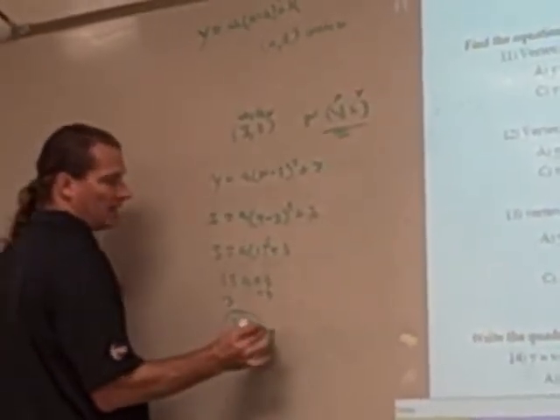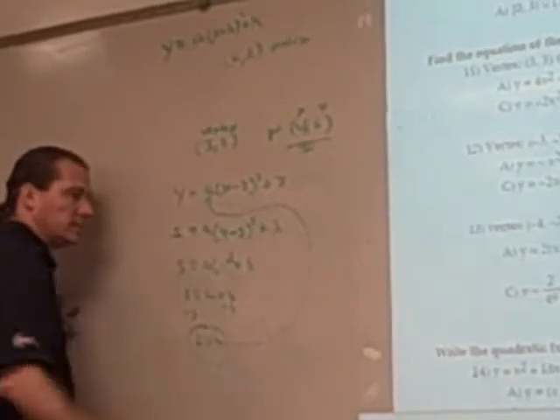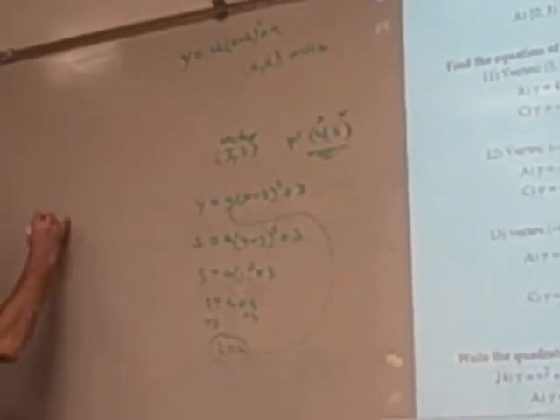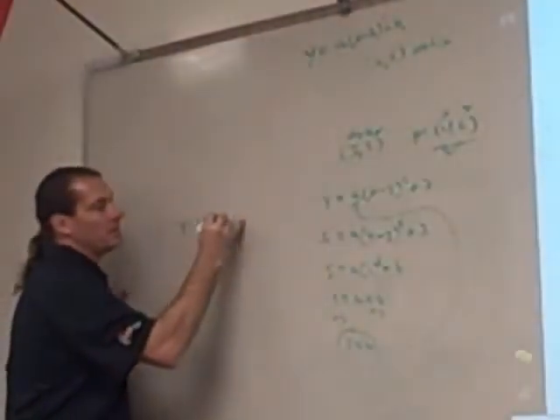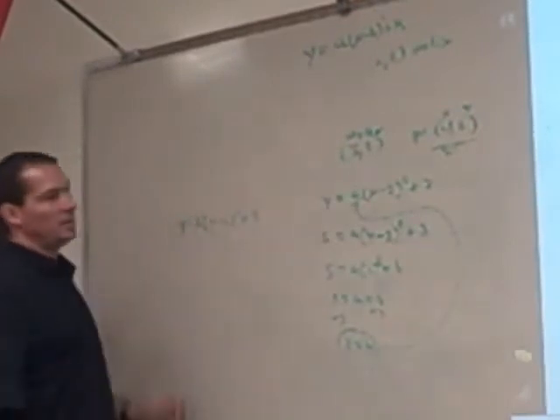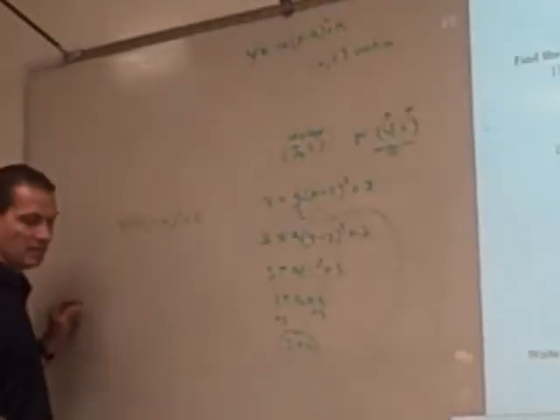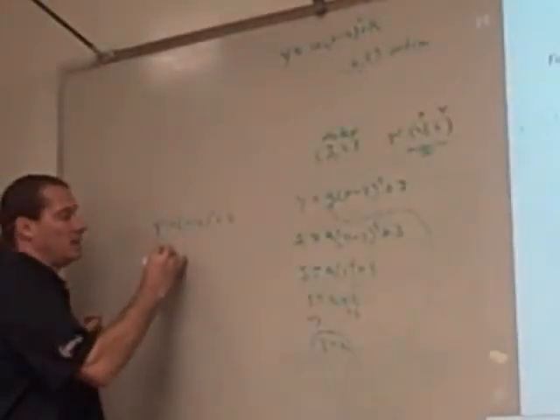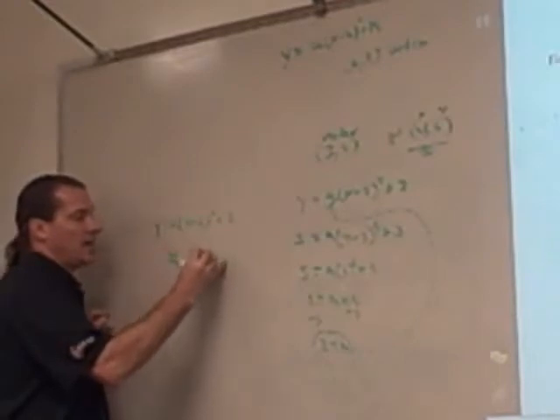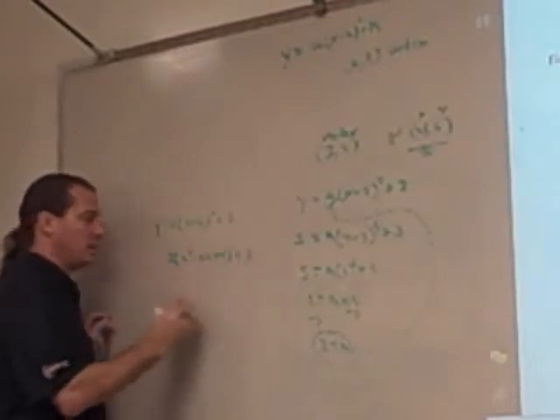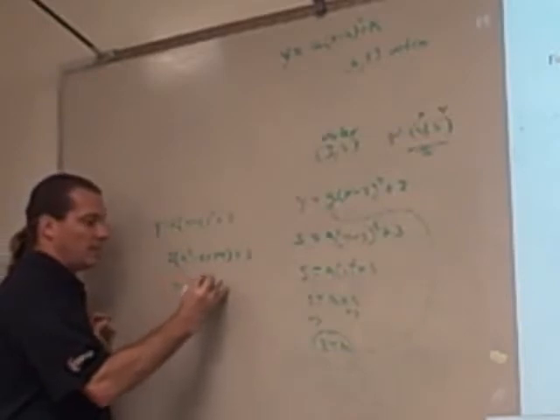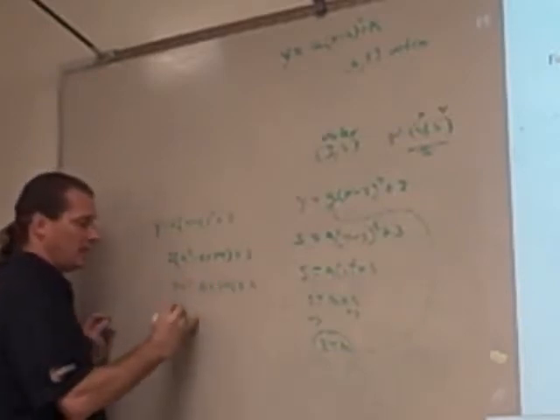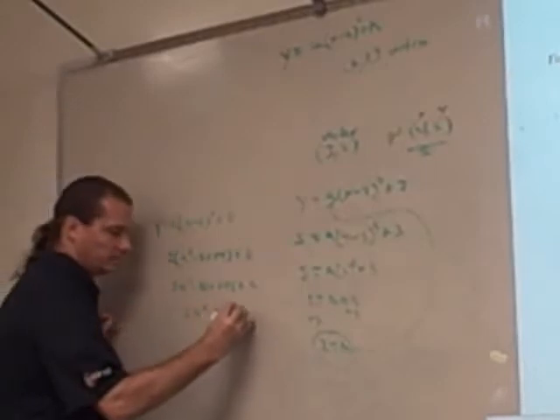So we can take that and we can install it right back into there. So y is equal to 2 times x minus 3 squared plus 3. And then you start looking for this answer and you say, uh-oh, these are all in the other form, ax squared plus bx plus c. So how do I turn this back into the other form? Foil this out. 2 times x squared minus 6x plus 9 plus 3. 2x squared minus 12x plus 18 plus 3. And then you can see the rest here.